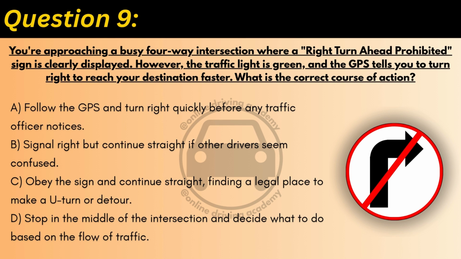Now, A, B, and D are all going to be incorrect, right? Option C is the only correct answer because it tells you to obey the sign and continue straight and find a legal place to make a U-turn or a detour. All the other options are going to be illegal.